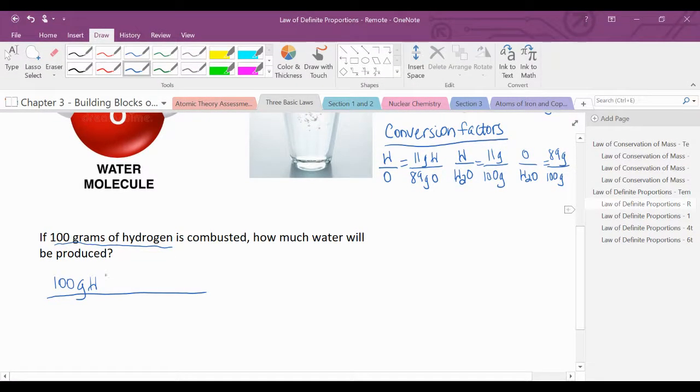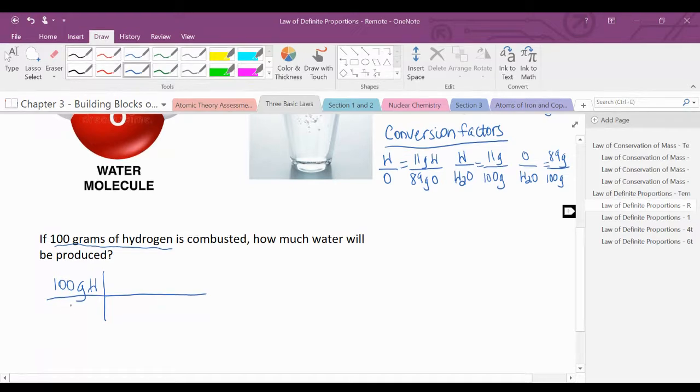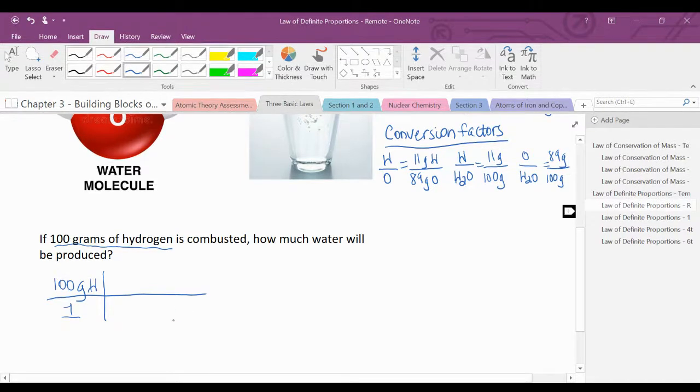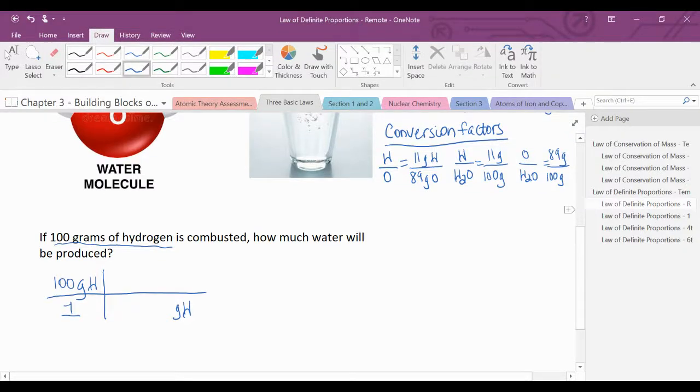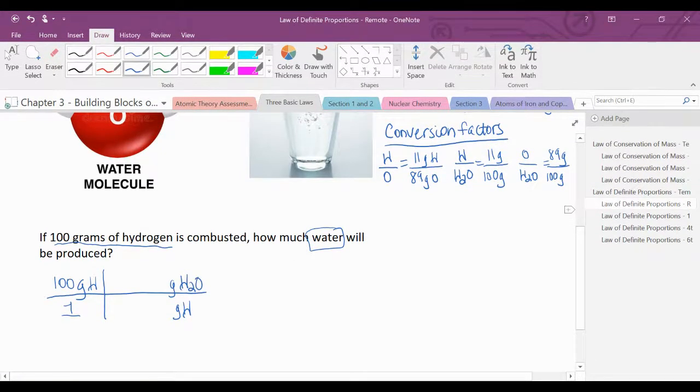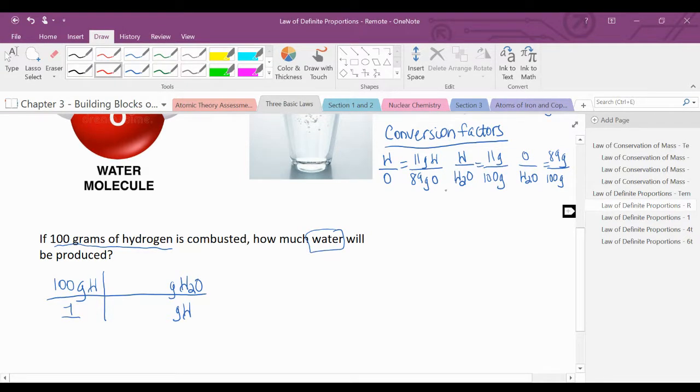I'm going to make my railroad tracks, and we can put my grams of hydrogen over 1. That 1 would simply be a placeholder. It does not have any units. And we're going to have to get rid of those grams of hydrogen, so it's going to go on the bottom of my railroad tracks. And what I want to know is the amount of water. So this means grams of water are going to go at the top. Okay, so if I go up and look at my conversion factors, we need one that has a ratio of hydrogen to water. And so here's my hydrogen to water.